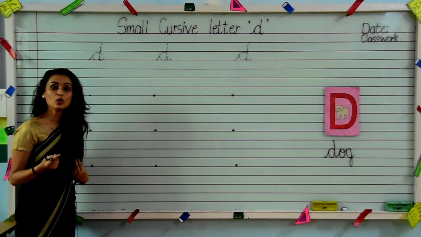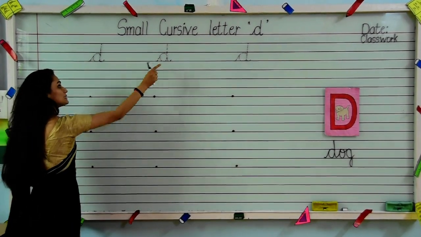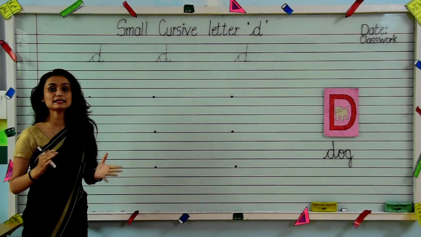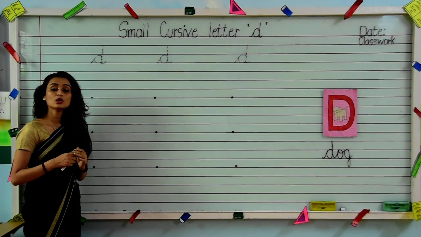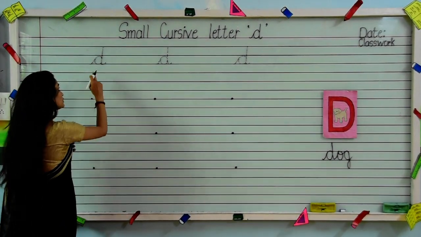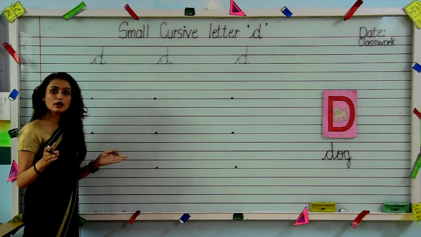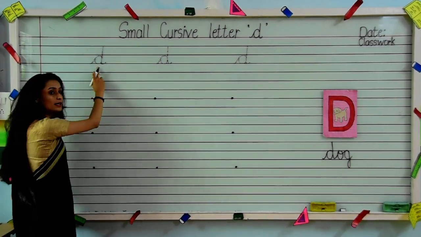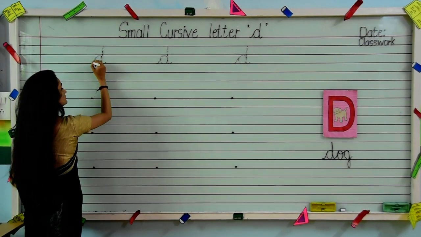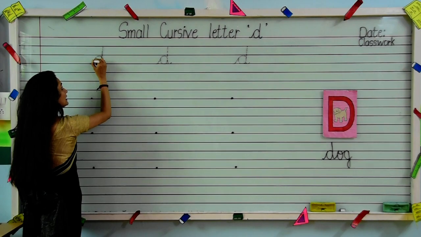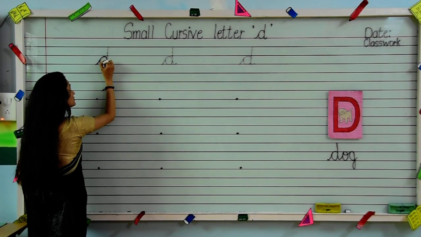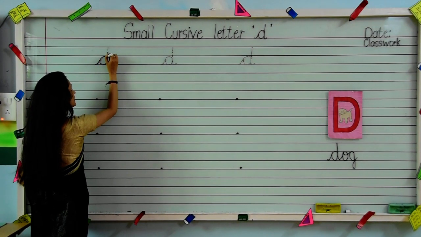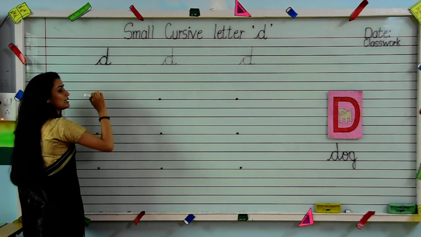As you know, on page number 14 only the tracing part of small cursive letter D is given. So we need to see how to write small cursive letter D on dots. Look over here and pay attention kids. How will we write? We will make a slanting line up, curve, come back, make a circle, go up straight, come down, make a standing line and a tail like this.